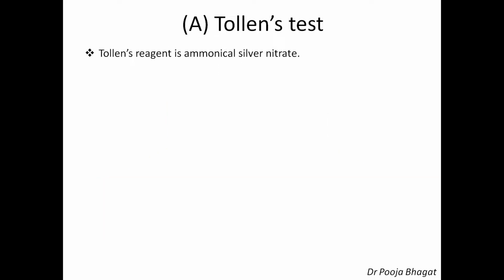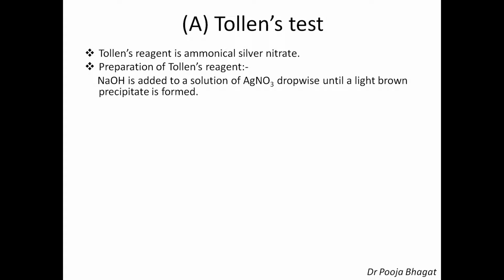In the Tollens test, we use Tollens reagent, which is nothing but ammoniacal silver nitrate. How can we prepare the Tollens reagent? Sodium hydroxide is added to a solution of silver nitrate drop by drop until a light brown precipitate is formed. So take the solution of silver nitrate and add sodium hydroxide dropwise till we get a light brown precipitate.